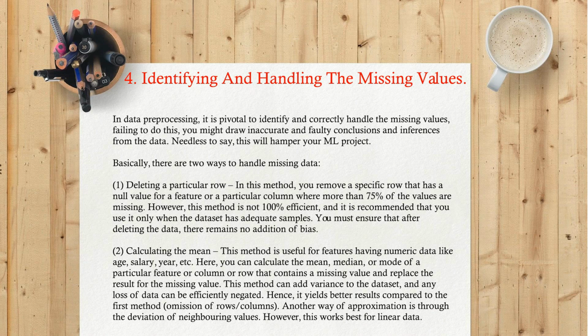2. Calculating the mean. This method is useful for features having numeric data like age, salary, year, etc. Here, you can calculate the mean, median, or mode of a particular feature or column or row that contains a missing value, and replace the result for the missing value. This method can add variance to the dataset, and any loss of data can be efficiently negated. Hence, it yields better results compared to the first method, omission of rows or columns. Another way of approximation is through the deviation of neighboring values. However, this works best for linear data.